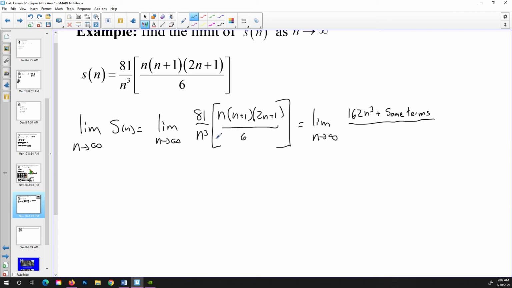And on the bottom, n to the third times 6 will be 6n to the third. Now, because our leading terms are of the same degree, we can find the limit of that by comparing the leading coefficients. And so these other terms didn't make a big difference in the context of this problem. This limit is just going to be 162 over 6. And that turns out to be, if you put it in your calculator, 27.